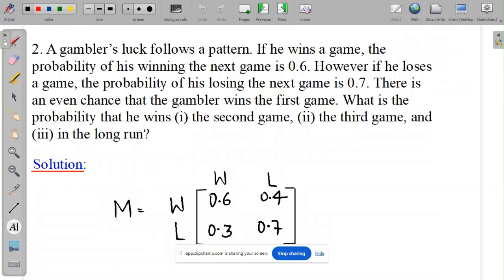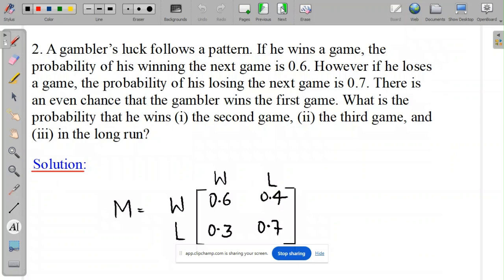The next problem is on the gambler's luck. A gambler's luck follows a pattern as given below. If he wins a game, the probability of him winning the next game is 0.6. If he loses, the probability of winning the next game is 0.7. So the corresponding TPM is obtained as a 2 by 2 matrix with 4 entries.